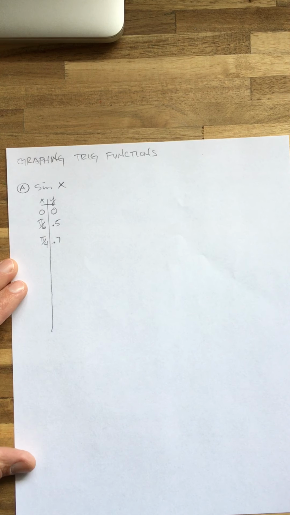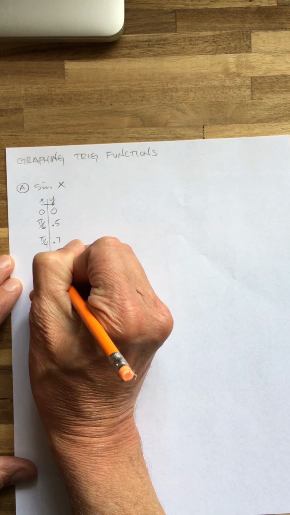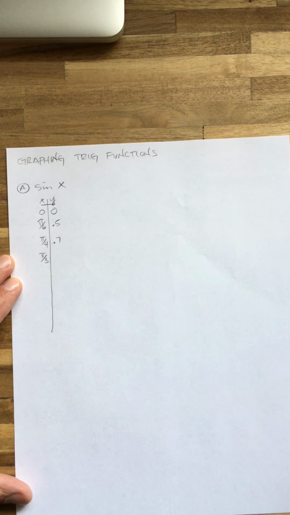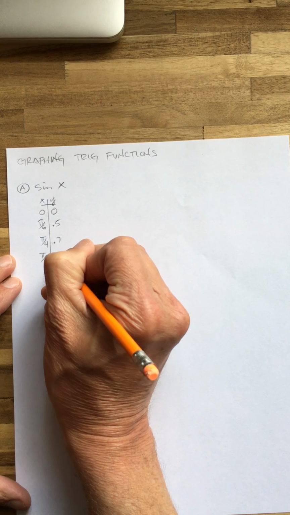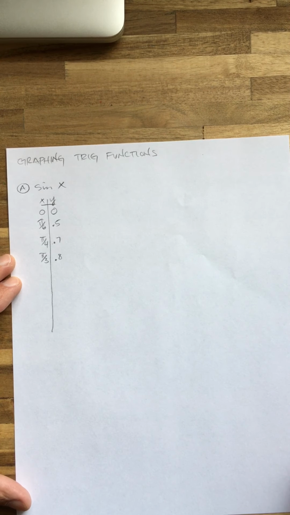Then if you look at the next angle measurement, we come across pi over 3, which is 60 degrees. That's radical 3 over 2, which if you use your calculator gives you 0.86. So I'm just going to go 0.8. It doesn't matter, 0.8, 0.86, 0.9, whatever. It's not going to be that big of a deal.